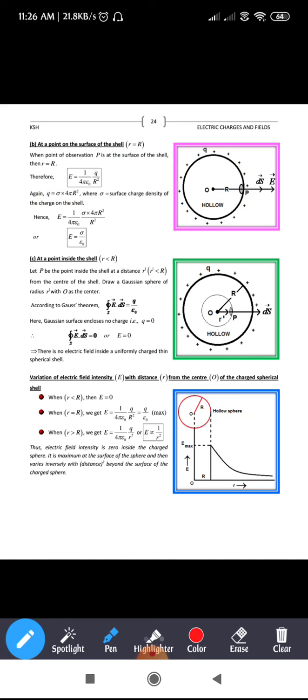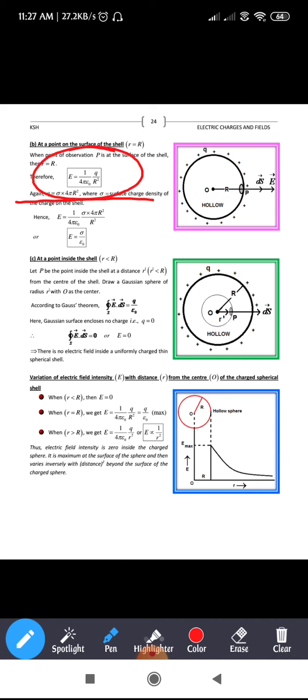The rest of it is just mathematics they have done. You can see in the next line they have given q equals sigma into 4 pi R squared. What is the meaning of that? You know that the surface charge density sigma is equal to q divided by s, where s is the surface area. The surface area of a spherical shell is 4 pi R squared. So when you take q to the left hand side, you get q equals sigma into s, and in place of s we have substituted the value 4 pi R squared. So when you substitute this value of q in this equation, what happens?